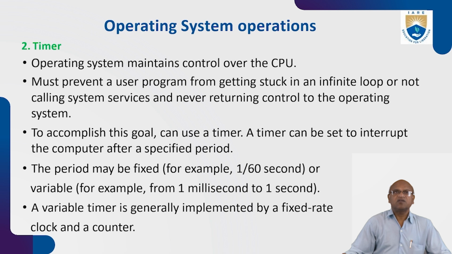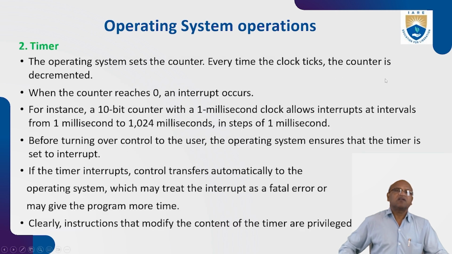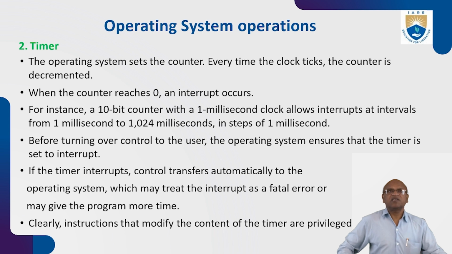A timer can be set to interrupt the computer after a specified period. This period may be fixed, for example 1/60th of a second, or variable. A variable timer is generally implemented by a fixed-rate clock. Our system should not hang up. The operating system sets a counter. Every time the clock ticks, the counter is decremented. Whenever the counter reaches 0, the interrupt occurs. For instance, a 10-bit counter with a 1 millisecond clock allows interrupts at intervals from 1 millisecond to 1024 milliseconds, in steps of 1 millisecond. Before turning over control to the user, the operating system ensures that the timer is set to interrupt.